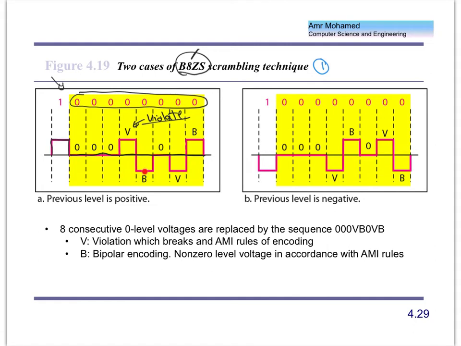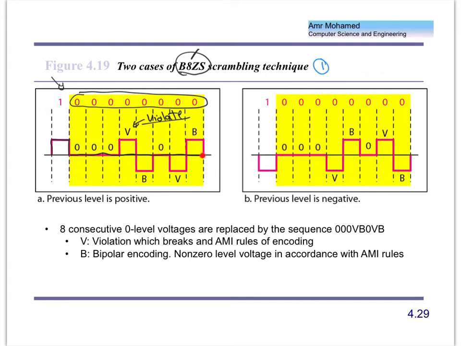Bipolar here always is the opposite voltage of this. So bipolar means that if the previous one is positive, it becomes negative. If it's negative, it becomes positive, like here. Okay, and then 0, and then we violate again. So violate, B, 0, violate, and then B.